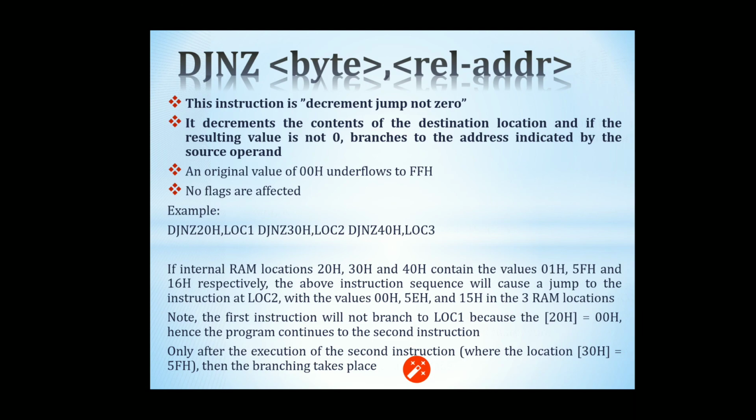DJNZ byte, Rn destination. This instruction is decrement and jump if not zero. It decrements the content of the destination location and if the resulting value is not 0, it branches to the address indicated by the source operand. An original value of 00H underflows to FFH. In this instruction, no flag is affected.